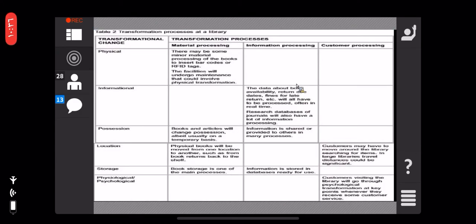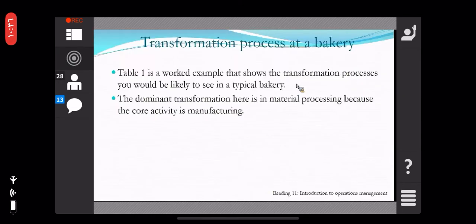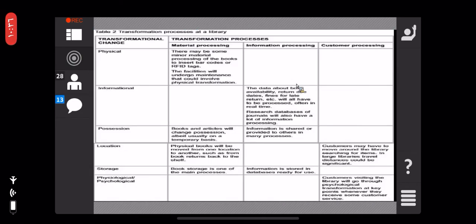Table 2 is basically a transformation process at a library. Okay, this is, let's say, in a bakery, and this is in a library. So the same thing except the product. Physical, information, possession, location, storage, physiological, psychological, and this is a transformation process that includes material processing, information processing, and customer processing. So you just go through this. Okay, it's the same thing.